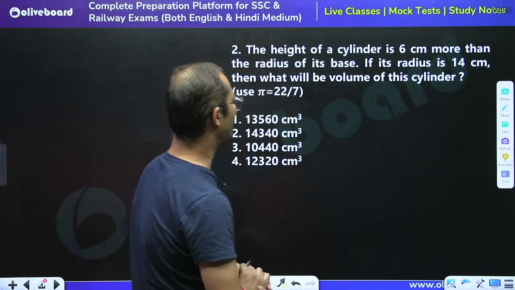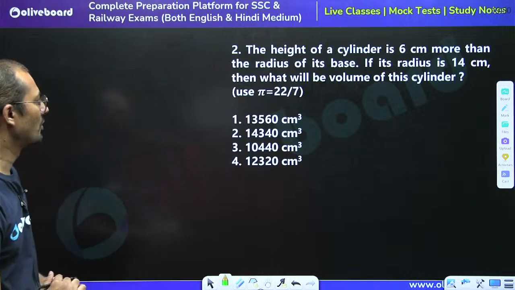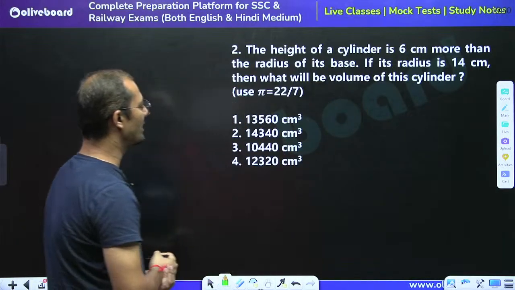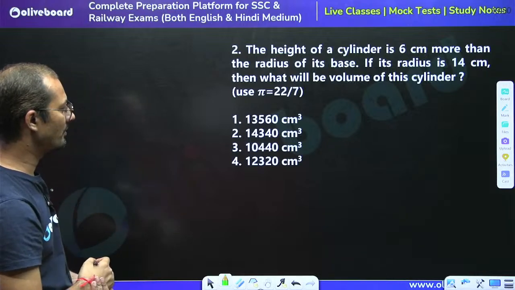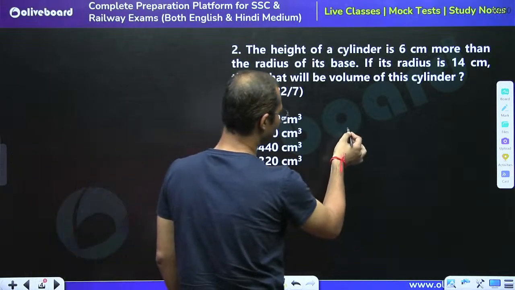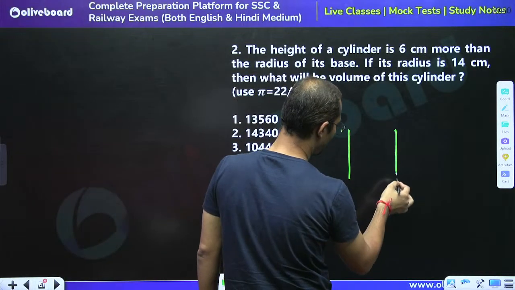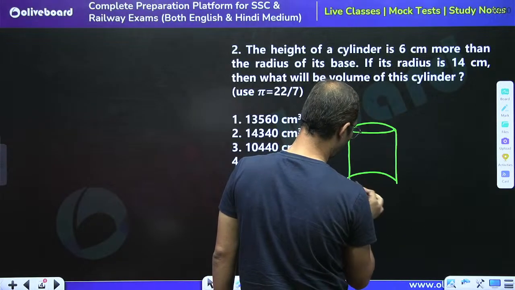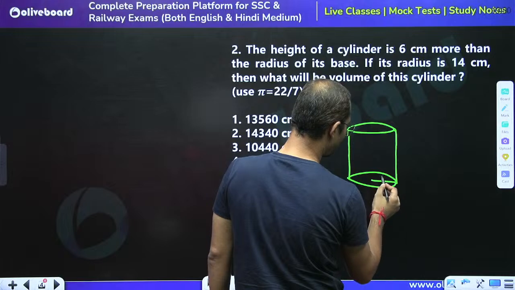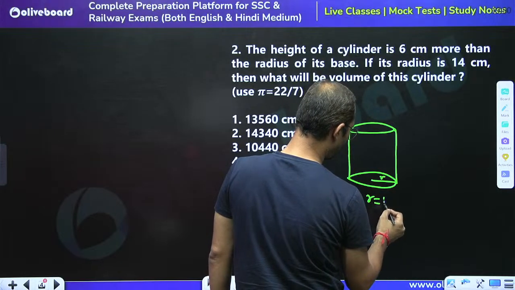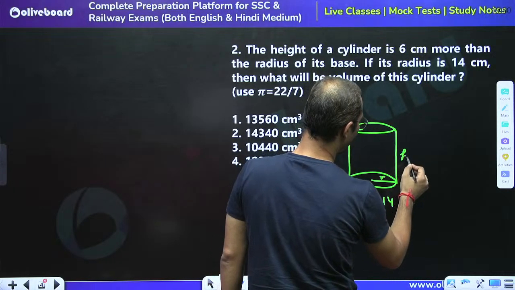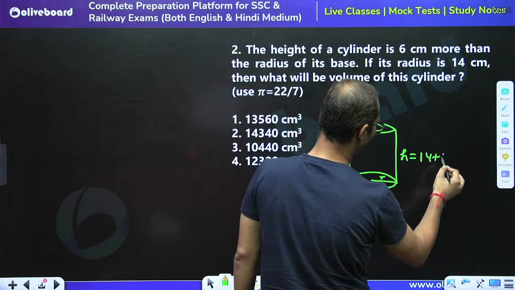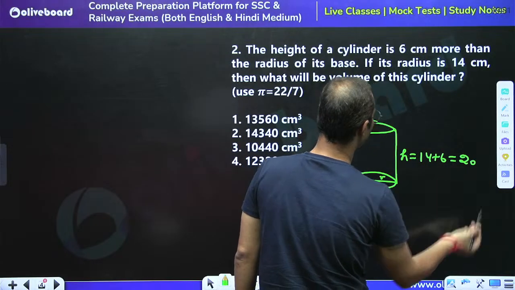The height of a cylinder is 6 centimeter more than the radius of its base. If the radius is 14 centimeter, then what is the volume of the cylinder? We know that the cylinder is like this, right? So this is the figure of the cylinder. Here this is the radius, and r is equal to 14. And its height is 6 more than its radius. It means 14 plus 6, so this will become 20 centimeter.